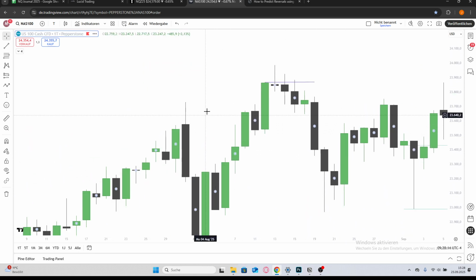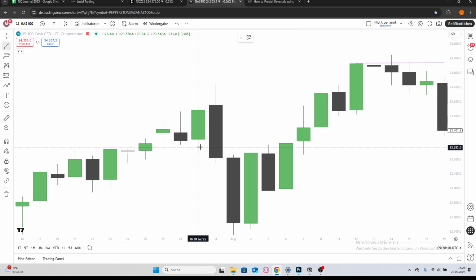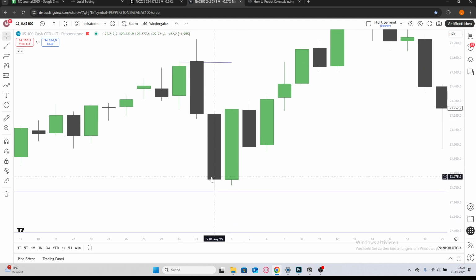And same example here, same procedure. We had this high here, this daily candle pumped up, created the high, but sold down really bearish, like it even closed below the low here. So same process here, and you can also see the next day was bearish.